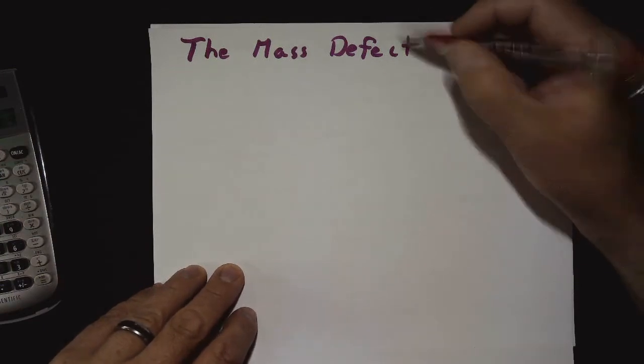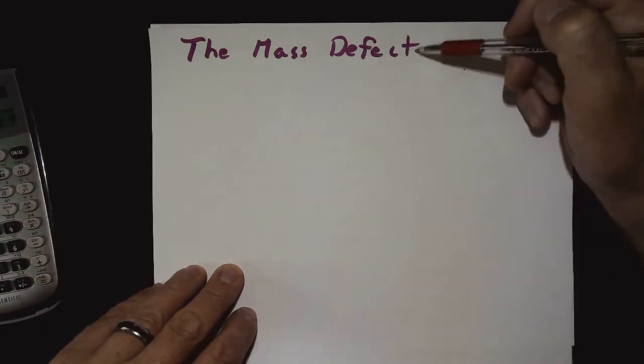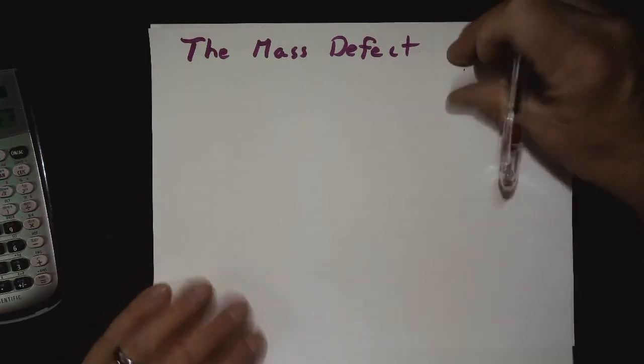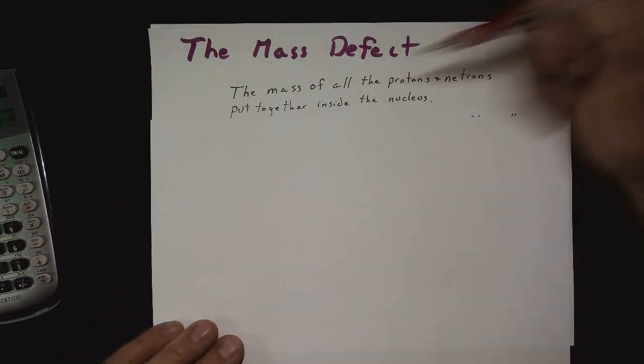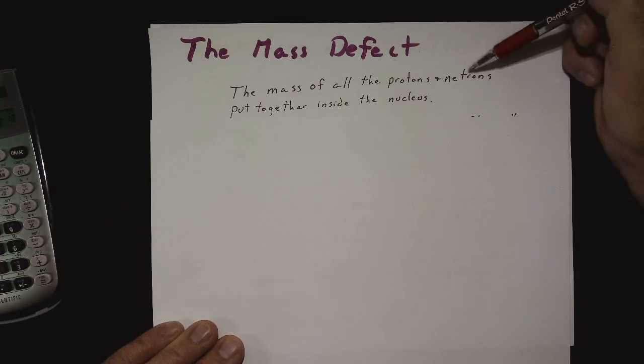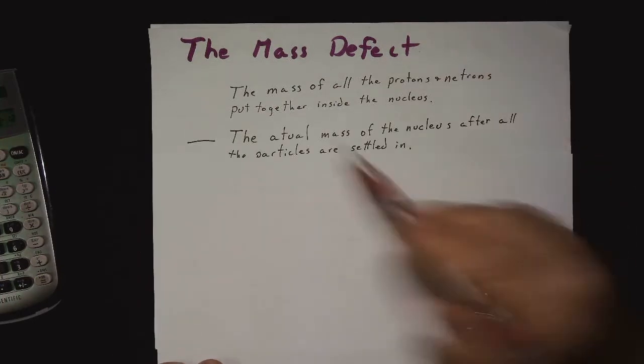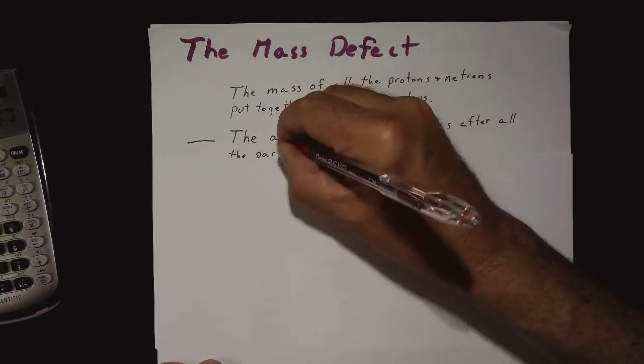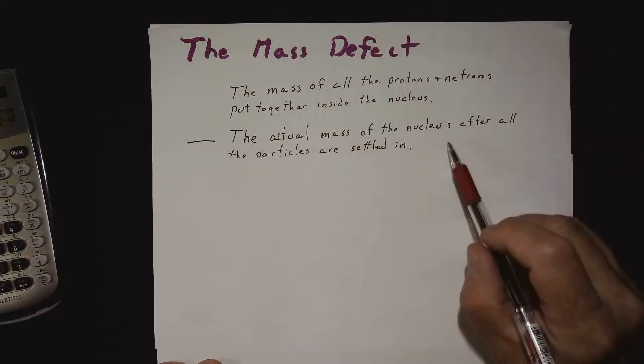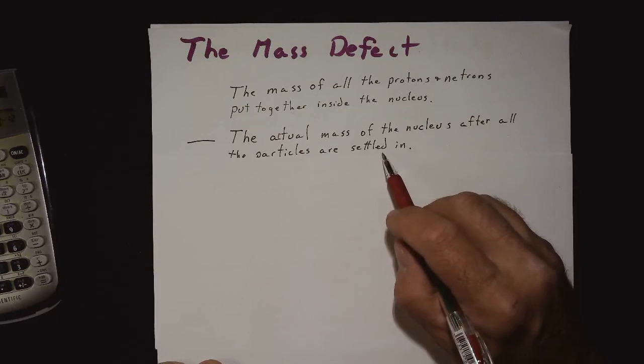So, we want to talk about what the mass defect is. The mass defect, very specifically, is if you take the mass of all the protons and neutrons put together inside the nucleus, and subtract from that the actual mass of the nucleus after all the particles are settled in.